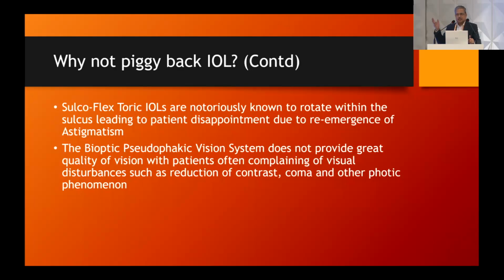He has had two lenses, either both in the bag or one in the bag and one in the sulcus. They always complain that when they go out at night, they always see that streak of light emanating from all street lights. That is because of the light getting reflected from the second IOL, okay? And they also complain of loss of contrast. The vision is not as good as the other eye, which may have had a perfect IOL, and other photic phenomena.